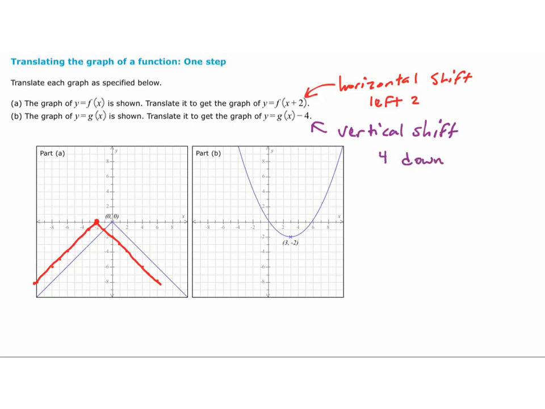So for our second graph, we've got this parabola, and we're going to move it 4 down. So 1, 2, 3, 4. We've got our points there. Maybe we find a few other nice points. 1, 2, 3, 4. And then we get the general idea of what our parabola is going to do. So we're seeing a shift of 4 down.